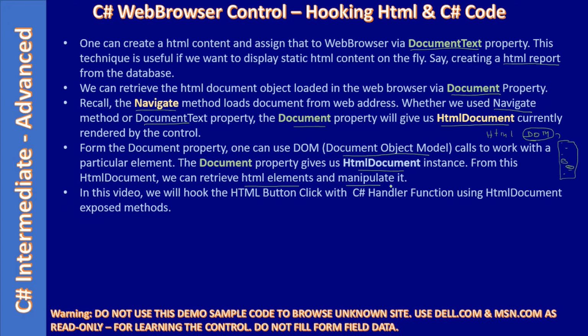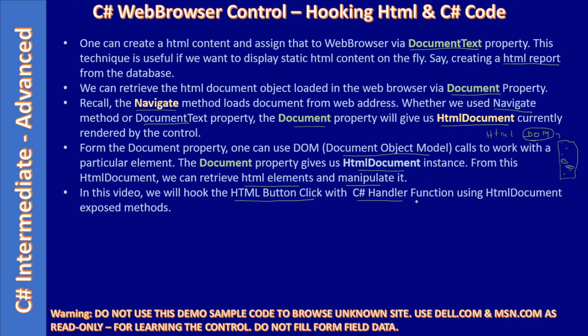In this video, we will hook the HTML button click with the C# handler function using the HTML document exposed method. HTML document in the sense of the document property. So in this video we will hook the HTML button click with the C# handler. That means we will read the HTML content from the rendered HTML page. Then we will hook that with the C# handler function.